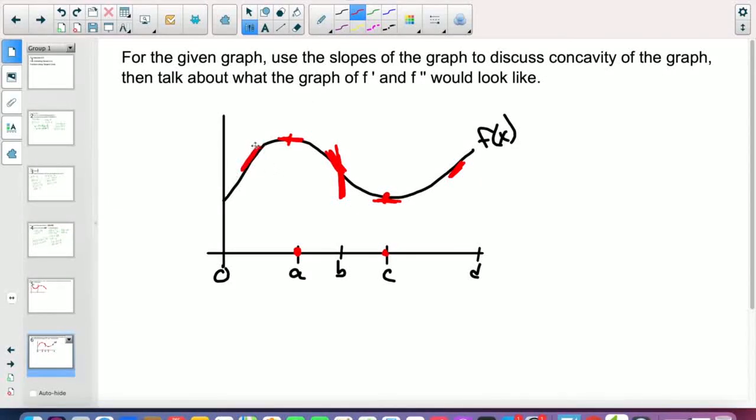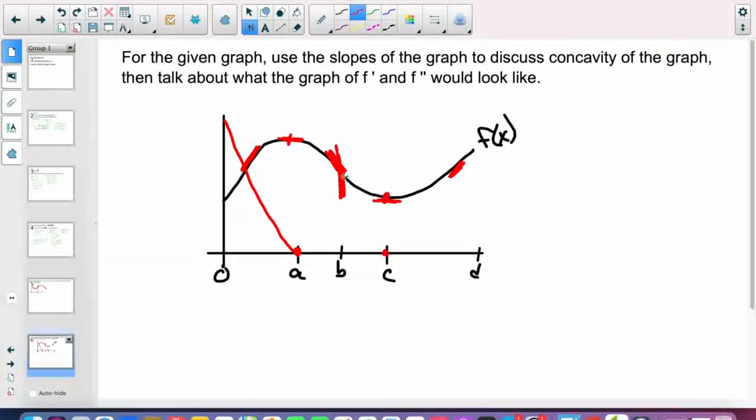Here, the slope of the tangent line is positive to the left of A. If all of these tangent lines are positive to the left of A, then that means my derivative is going to be above the x-axis to the left of A. So my derivative is above the x-axis. I don't know how steep that graph would be, but I do know all of these points on my f prime graph to the left of A will be positive, above the x-axis, because their slopes were positive.